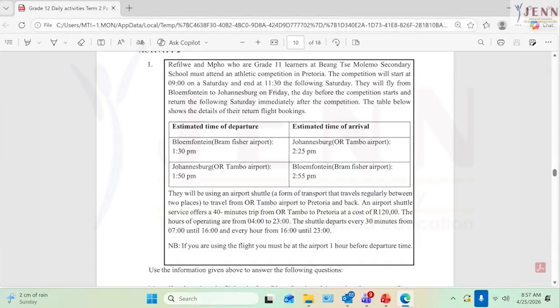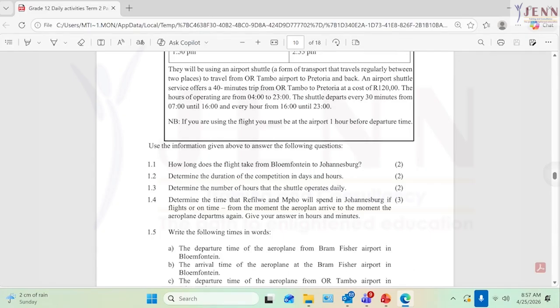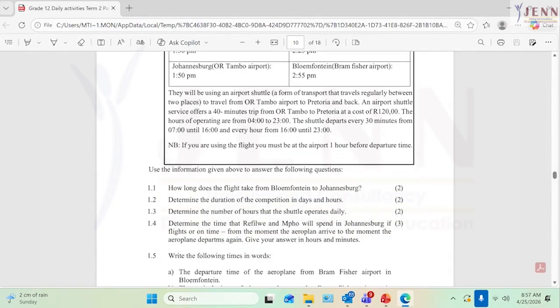Note, it's very important. And B, if you are using the flight, you must be at the airport an hour before the departure time. All right, now we are going to use the information above to answer the following questions. How long does the flight from Bloemfontein to Johannesburg take? This time we want the duration, how long?